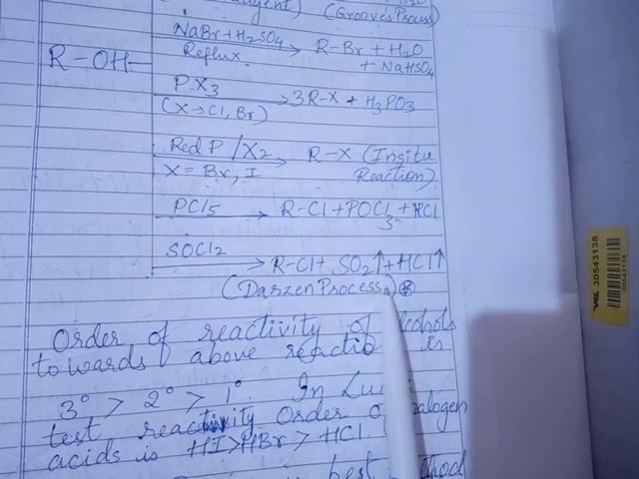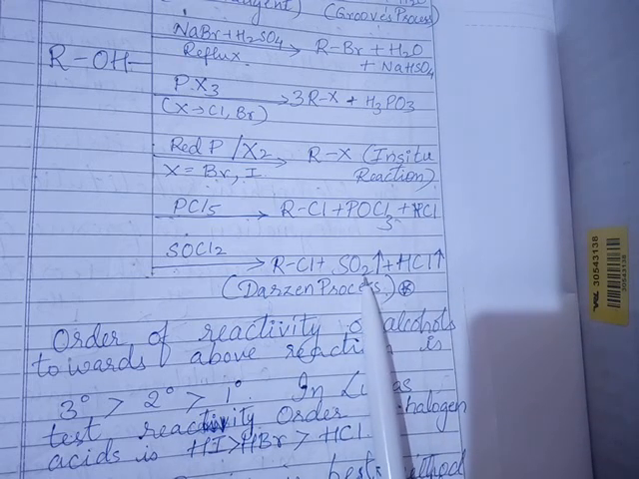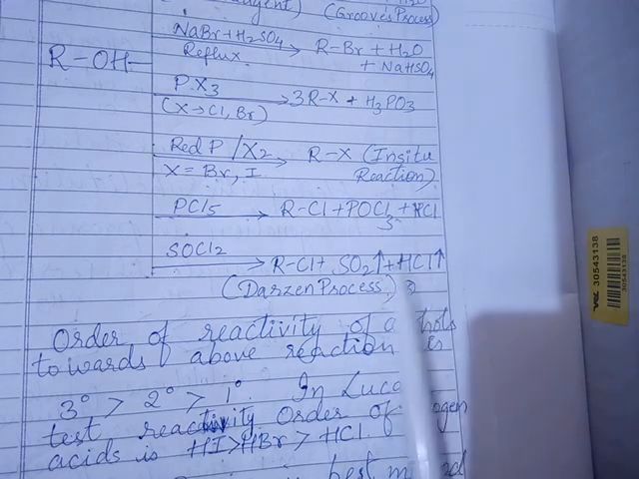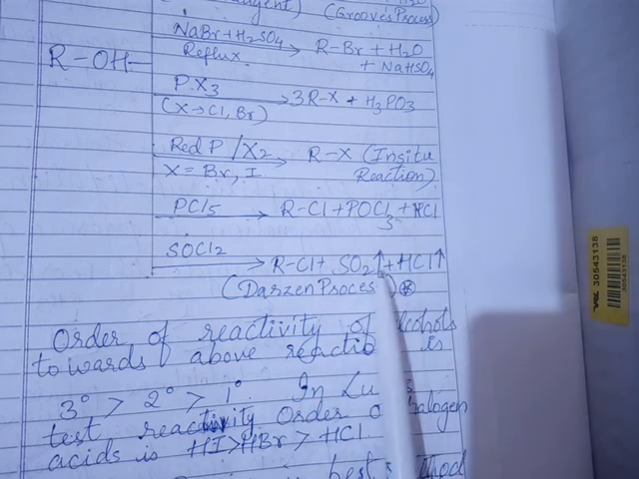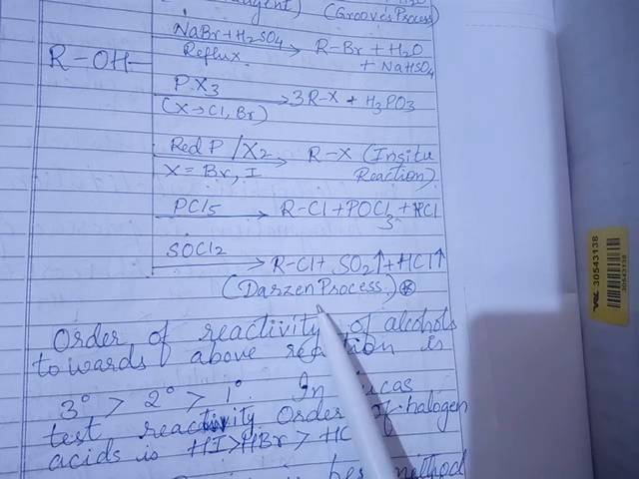This arrow head shows that they are in the gaseous state. They form the gas. Sulfur dioxide gas is formed, HCl gas is formed. So these two gases escape from the reaction mixture. So then the product contains only the alkyl halide.